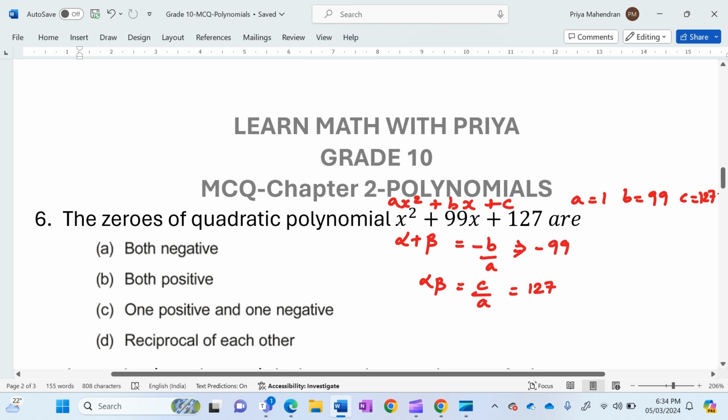So either the two zeros will be positive or the two zeros will be negative, right? Because minus into minus will be plus. So alpha plus beta is equal to negative 99. When I add the two zeros, I'm getting minus 99, which implies that the zeros are negative, isn't it? So when I multiply the two zeros, I'm going to get positive. So it can be either two positives or two negatives, and the sum of zeros clarifies that it is negative. So both are negative, which is option A.